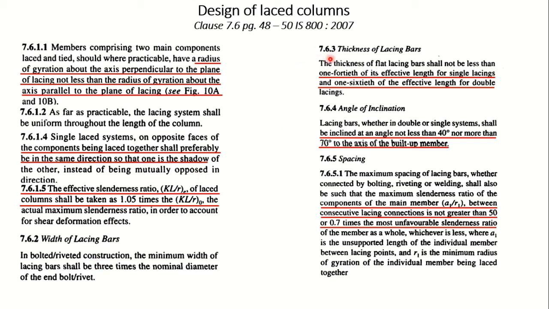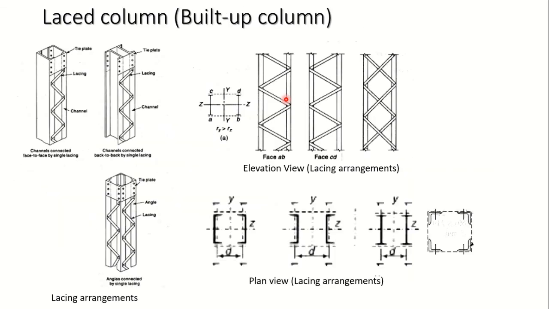Now the thickness of lacing system. When we have single lacing system, its thickness shall be 1/40th of its effective length, and for double lacing system, 1/60th of the effective length of the double lacing system. So we can go for calculating the length of the lacing bar here. This will be the effective length of the lacing bar, the distance from center to center of the connection in this lacing bar. So that will be the effective length of that lacing bar.